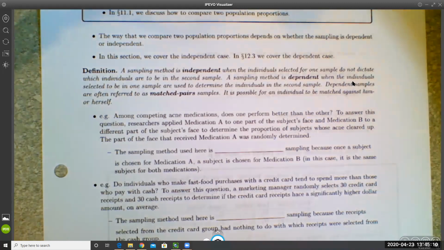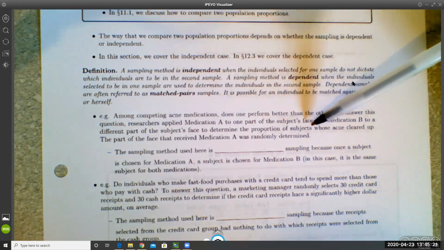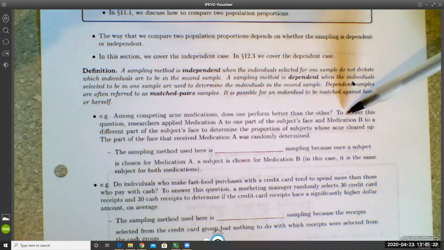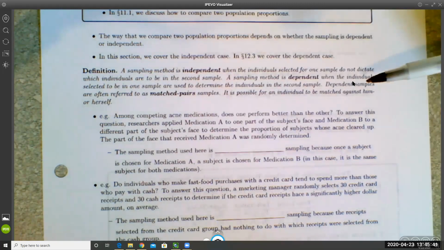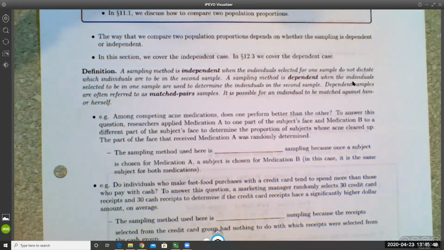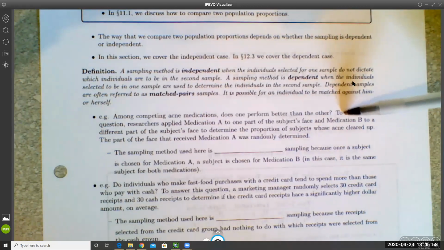Well, let's think about this. Really, it looks like the researchers only collected one sample, right? They just collected a bunch of subjects, and they applied a medication to half of that subject space, and then they applied a different medication to the other half of the subject space. So even though it's one sample, we could consider it two separate samples. We could consider it one sample of people to whom medication A was applied, and a second sample of people to whom medication B was applied. And if we view it through that lens, then the way that we chose the sample for medication A automatically determined the way that we chose the sample for medication B, right?